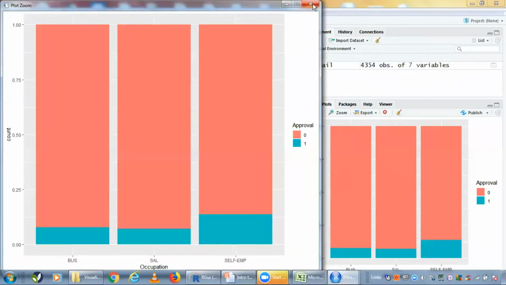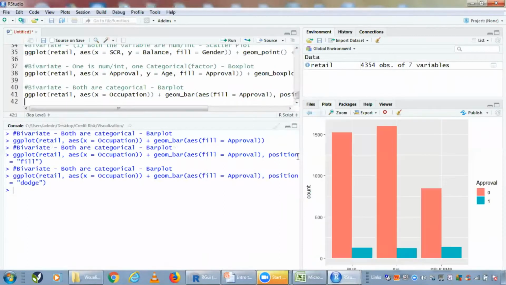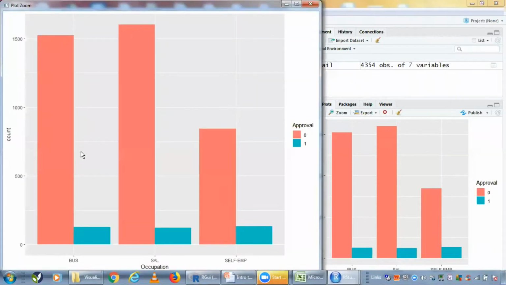Another way to visualize this a little differently could be by changing from position is equal to fill to position equals to dodge. And if I run that, you'll see a slightly different plot, essentially conveying the same information, but this is now talking in absolute values. What was the number of approved cases and what was the number of rejects in each of the categories?